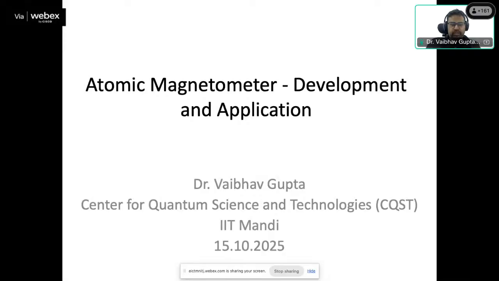So, today's topic is about the atomic magnetometer. We will talk about the development of the atomic magnetometer and what is the need to have an atomic magnetometer. And finally, we will go a little bit into the application aspect, and I will try to discuss two main applications of the atomic magnetometer.